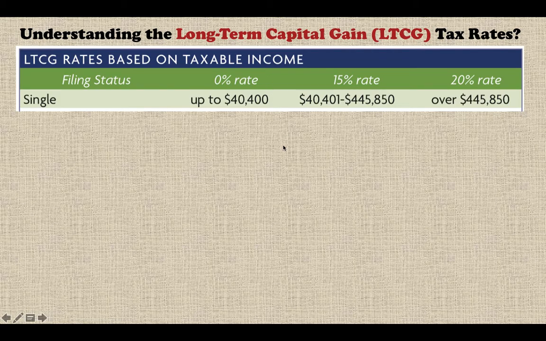So how about when the taxable income is between those amounts? Then the long-term capital gain will be taxed at 15%. If the taxable income is greater than those amounts, then the long-term capital gain will be taxed at 20%.